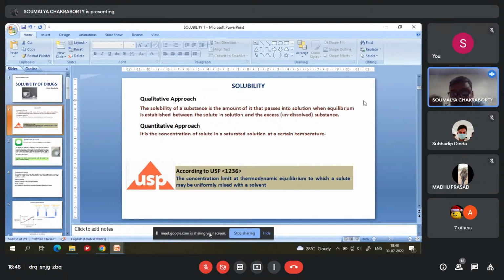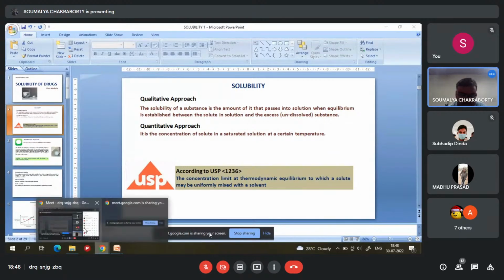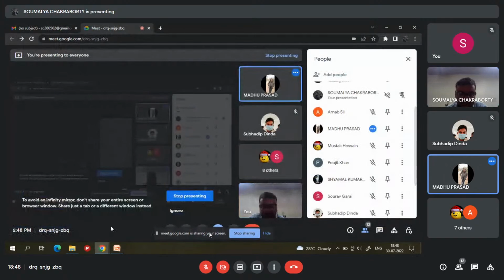Okay, and at this equilibrium the amount of solute dissolved in a particular volume of solvent at a particular temperature is known as solubility, and this stage is called saturation solubility, the saturation state, where the solvent does not have any capability to accommodate an excess amount of solute. Okay, so Madhu, is it clear for you? Yes sir, yes sir. Great.